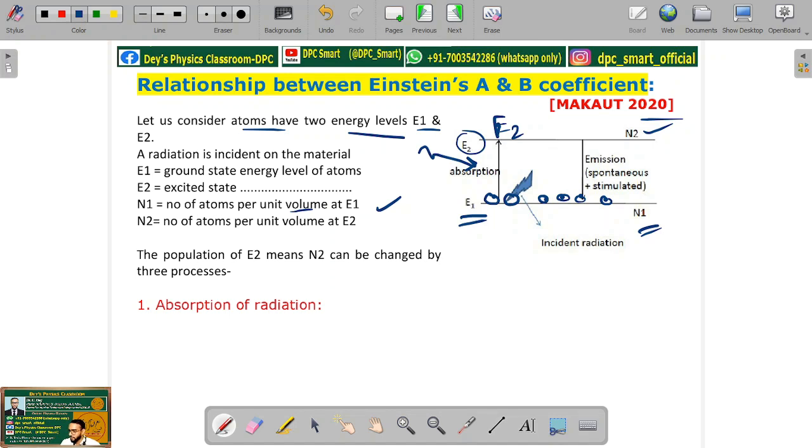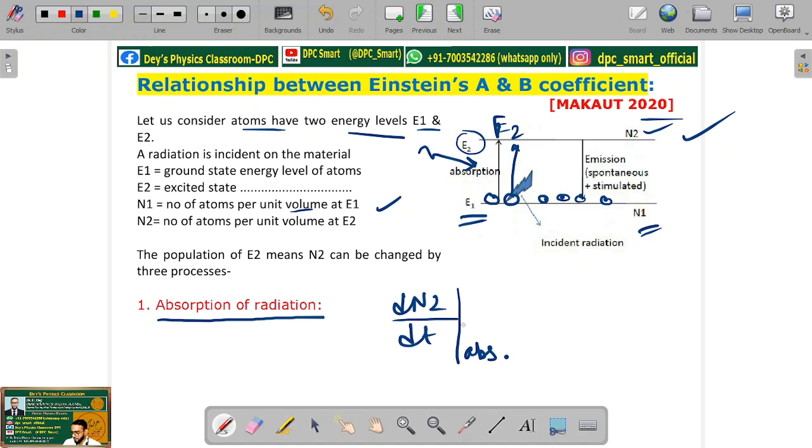Now the population of E2 can be changed by three processes. We can change the excited state population N2 by three processes. Number one is the absorption process, or absorption of radiation. That means the atoms in level E1 will absorb energy and go to E2, and thus the population of E2 would be increased. So due to that absorption process, the rate of change of population of N2 is dN2 by dt, and the process name is absorption.